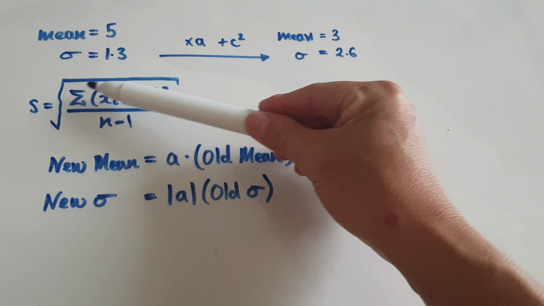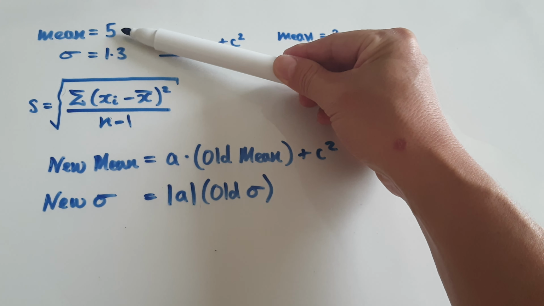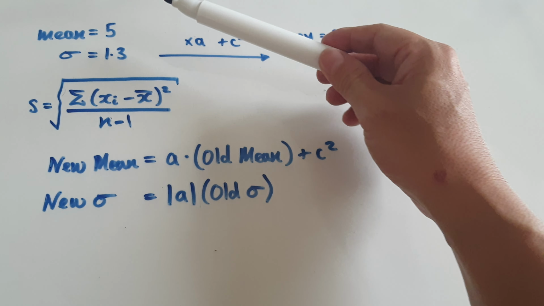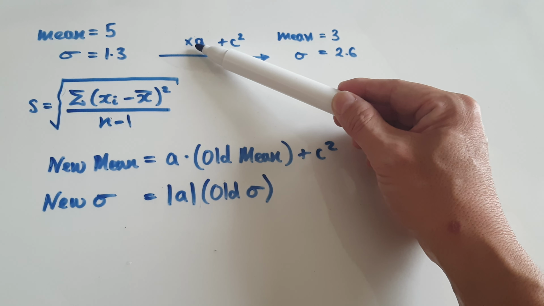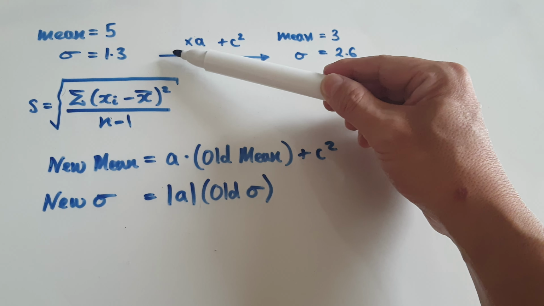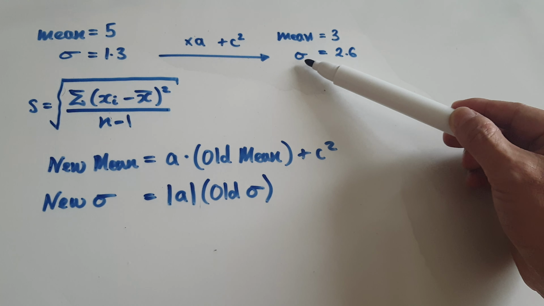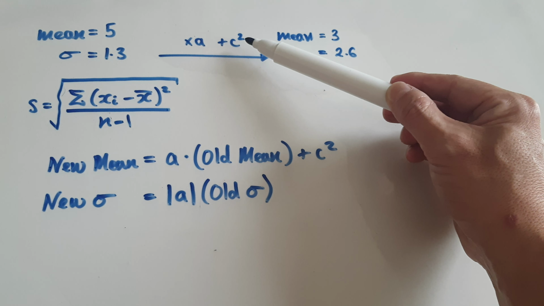Here's a formula for the standard deviation. So here you've got a data set where the mean is 5, the standard deviation is 1.3, and every number within this data set is multiplied by a and then plus c squared. And then the whole population's mean becomes 3 and the standard deviation is 2.6. You've got to work out a and c.